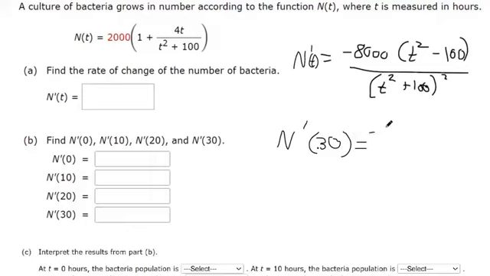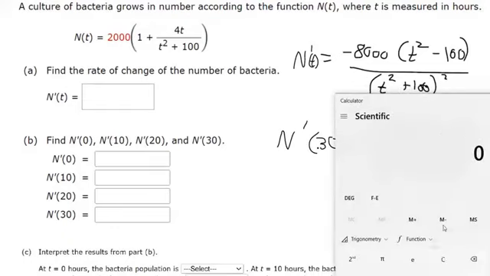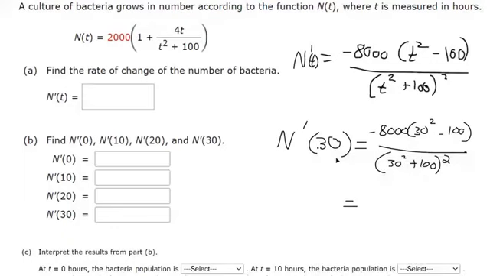Okay, so we got negative 8,000. And then we're plugging in 30 squared minus 100 over 30 squared plus 100 squared. Okay, so I'll do the numerator and denominator separately when I do these. Got 30 times 30 minus 100 times negative 8,000, negative 6,400,000 in the numerator.